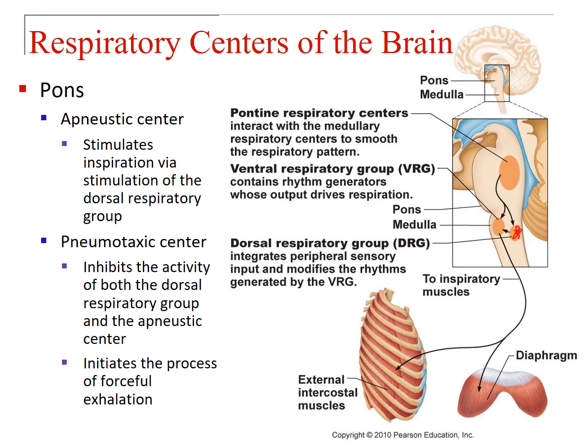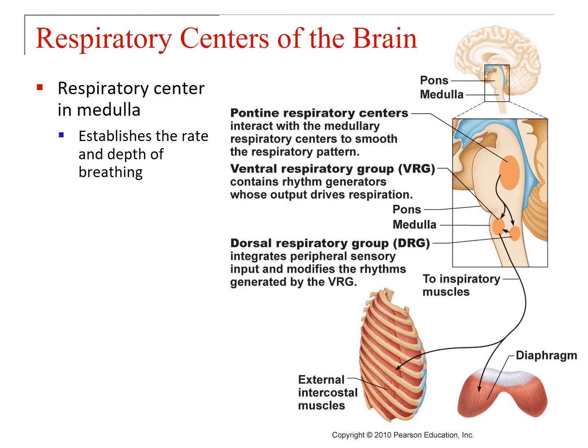Now, the pneumotaxic center of the pons will inhibit the activity of both the dorsal respiratory group and the apneustic center. So you're not stimulating inspiration, you're inhibiting inspiration. This pneumotaxic center will also initiate the process of forceful exhalation. Pneumotaxic kind of translates into air moving. And when does air move faster than when you're forcefully exhaling? So that name should make a little bit of sense.